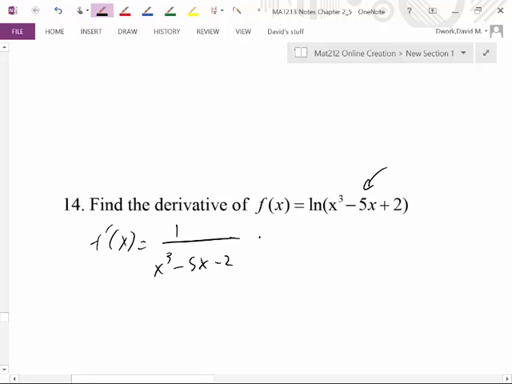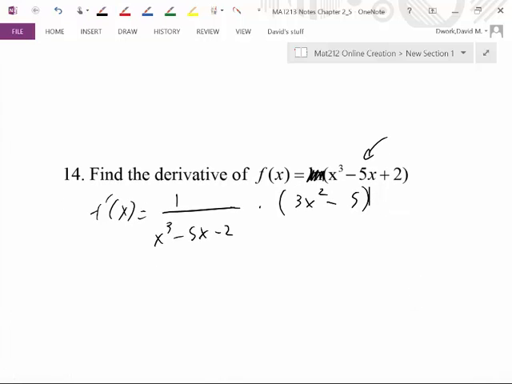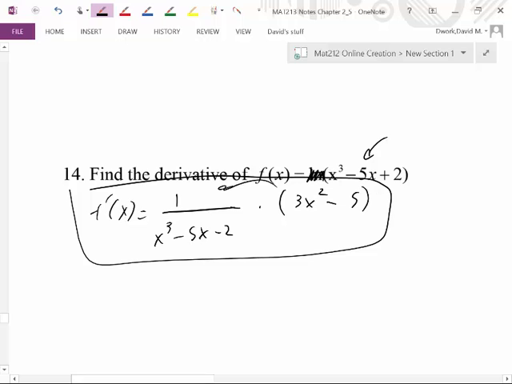Then don't forget to do the derivative of the inside. Since we did the derivative of natural log, now we're going to do the derivative of the stuff we haven't done. So that would make it 3x squared minus 5. Fantastic. Alrighty. And there's your answer. And if you want to, you could always write this up here in the numerator. It's fine. Whatever you want.